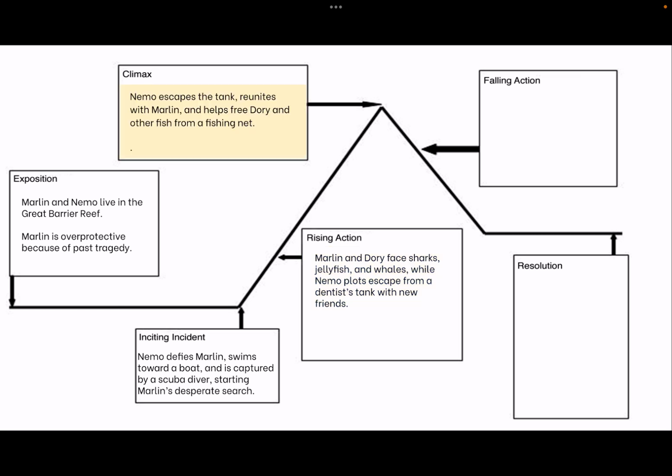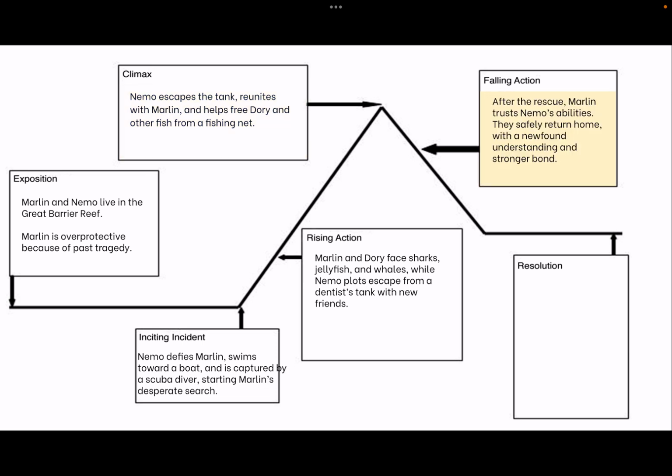When we get to the climax, we see that Nemo escapes the tank. He reunites with Marlin. And then there's this situation where Dory gets trapped. I can't tell you the whole story because you have to watch it. But it's the moment where we think someone's going to live or die. And we have to trust Nemo. Marlin has to trust his son. And that is the climax. He tells everybody to swim down. You'll know what I'm talking about when you get there. And he saves Dory, and he saves all these other fish from a fishing net.